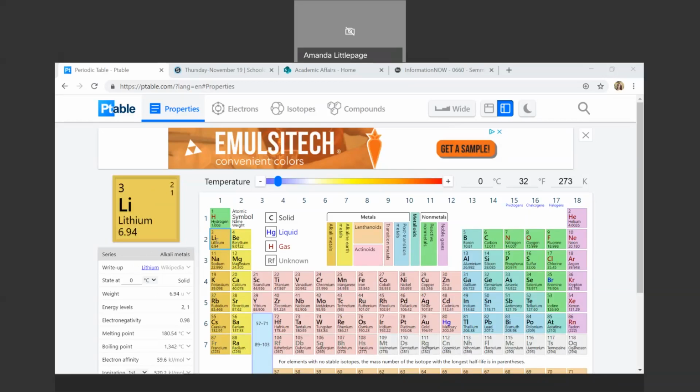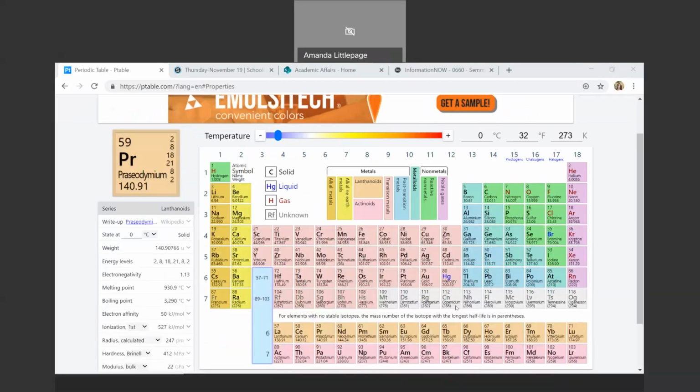Period 2 includes lithium, beryllium, boron, carbon, nitrogen, oxygen, fluorine, and neon. Period 3 includes sodium, magnesium, aluminum, silicon, phosphorus, sulfur, chlorine, argon. So you kind of see that pattern. And then, of course, your lanthanides and actinides down here. Lanthanides fit in right here for period 6, and actinides fit in right here for period 7.